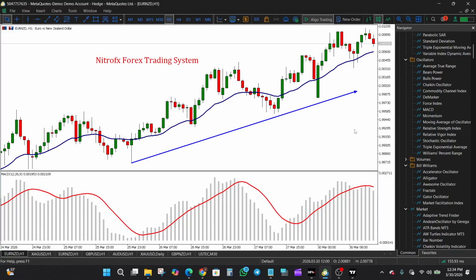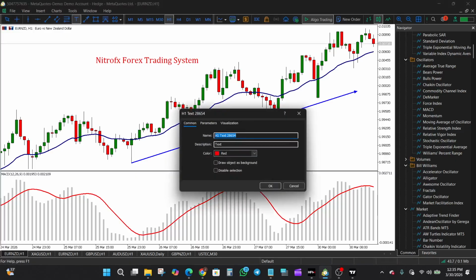But ensure that you always get alignment, ensure that you always get confluence, ensure that you always get your confirmations right before executing your trade. You have to wait for the right conditions where all elements of the system agree. There should be a confluence. So in summary, the Nitrofx Forex Trading System is focused on confirmation, structure, and disciplined execution.